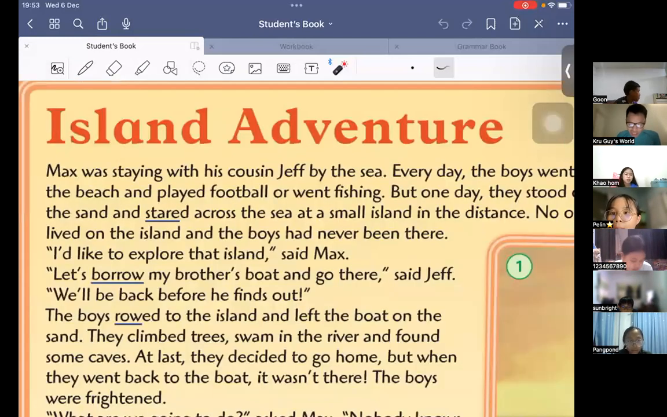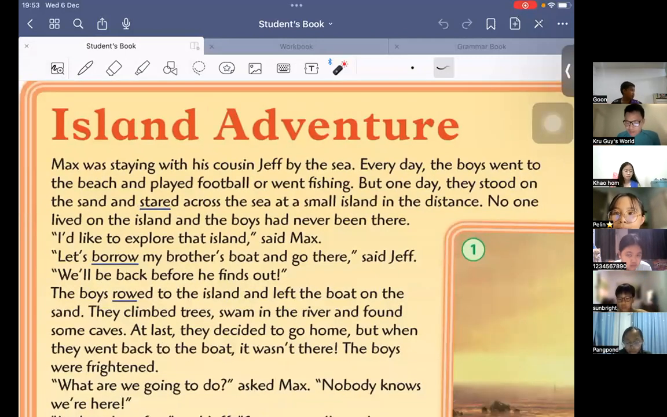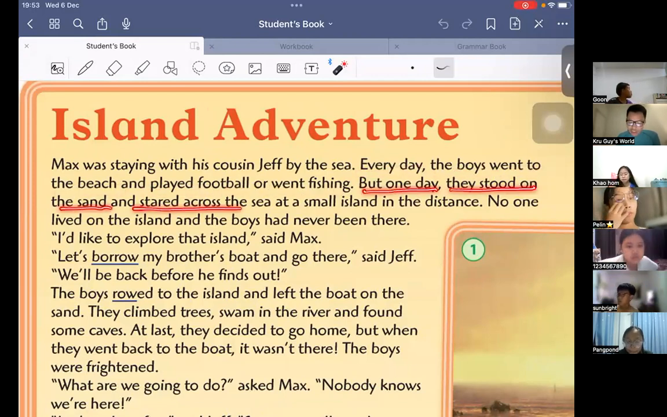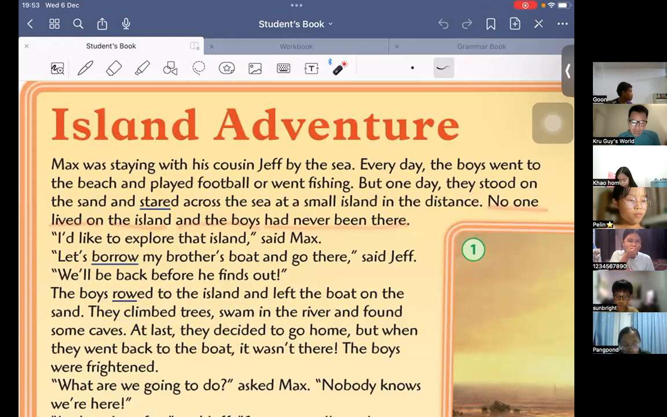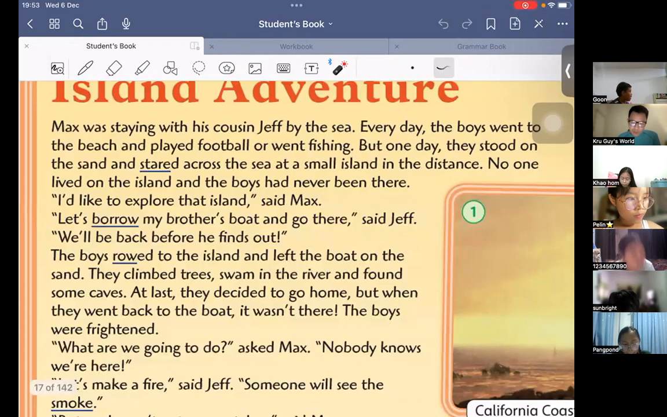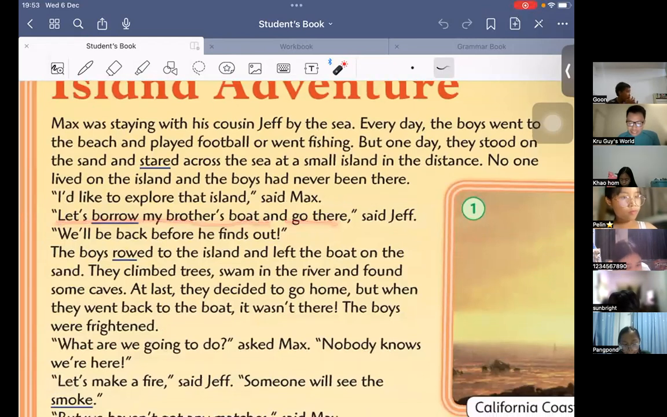Max was staying with his cousin Jeb by the sea. Every day, the boys went to the beach and played football or went fishing. But one day, they stood on the sand and stared across the sea at the small island in the distance. No one lived on the island, and the boys had never been there. "I'd like to explore that island," said Max. "Let's borrow my brother's boat and go there," said Jeb. "We'll be back before he finds out."